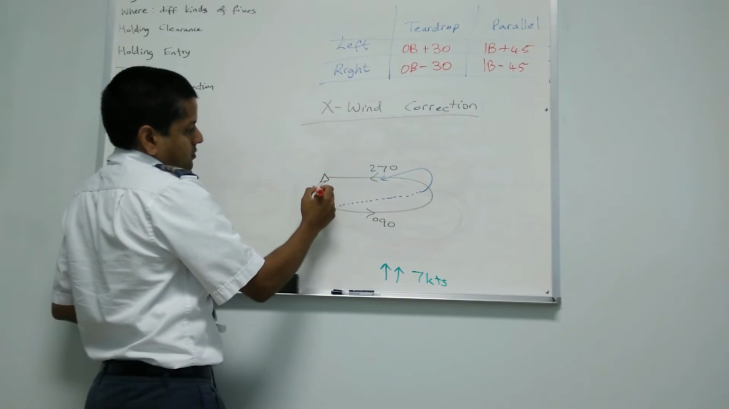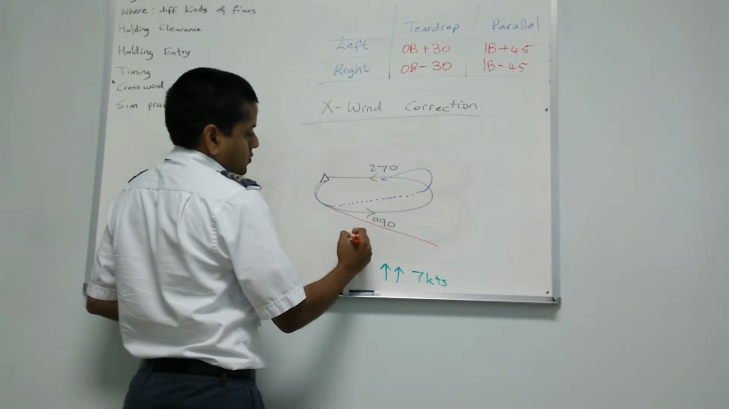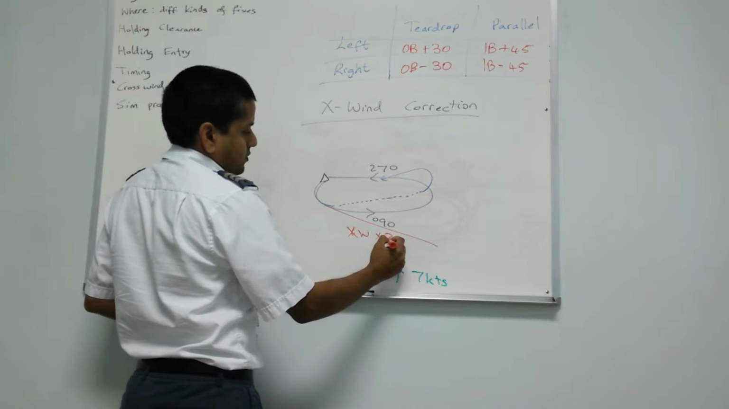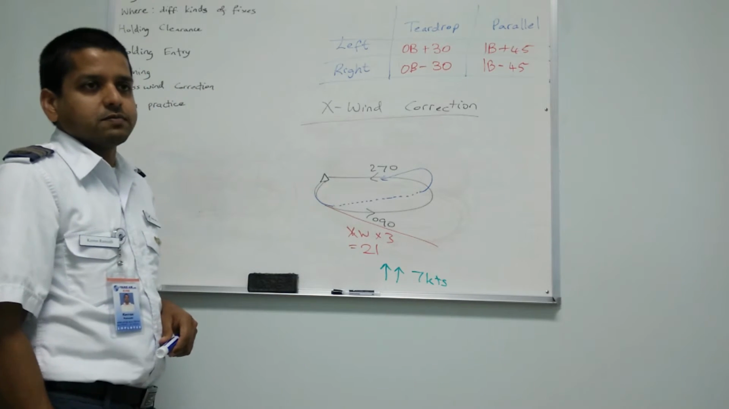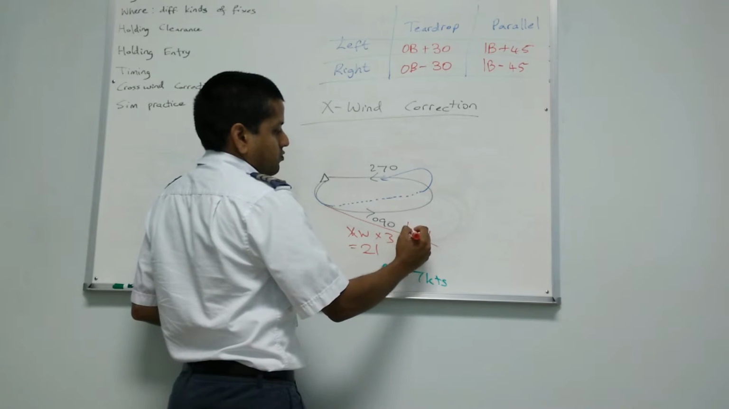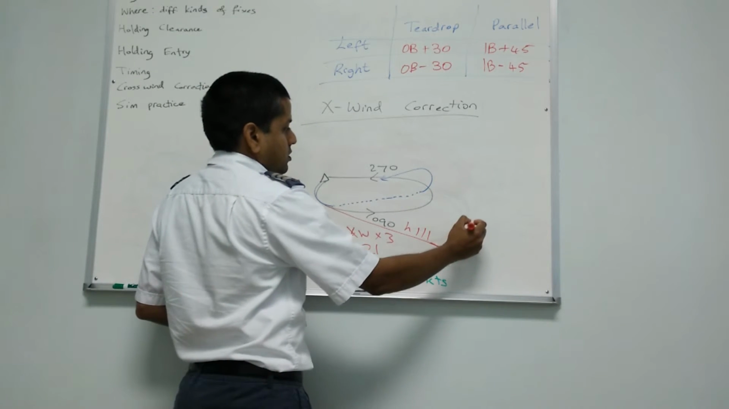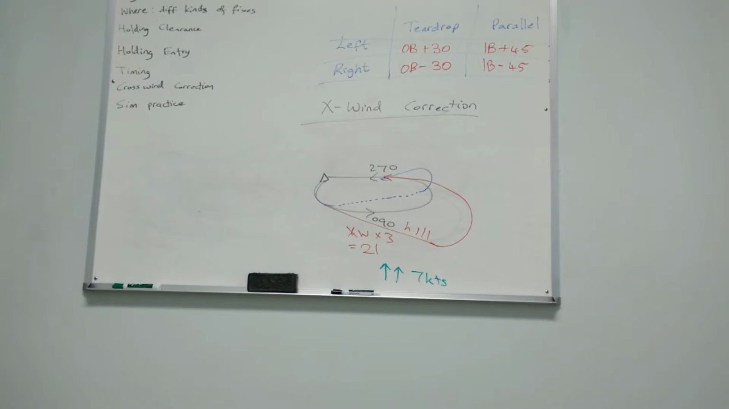So once again, apply a crosswind correction of crosswind multiplied by 3 equals 21. 90 plus 21 is how much? 111. So you fly a heading of 111. When you turn inbound, the wind will push you again. And you should roll out with the needle centered and wings level.